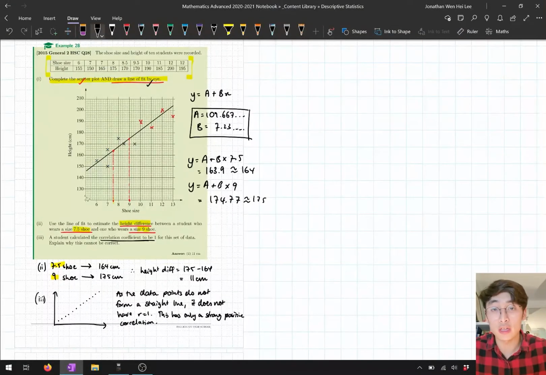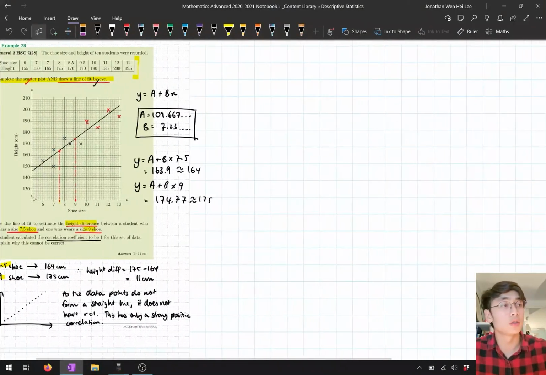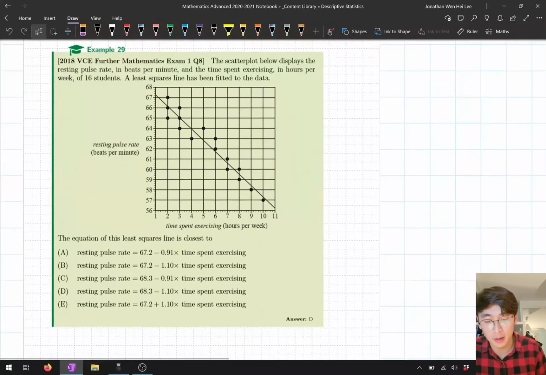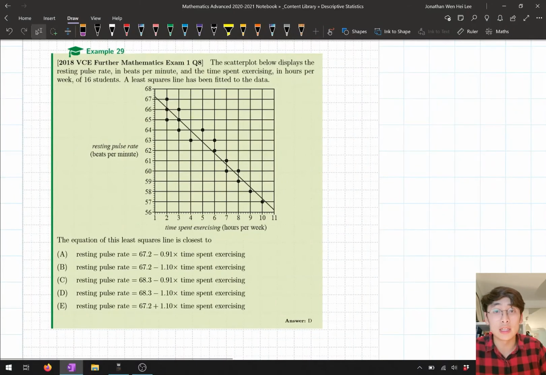We're going to go over the page and have a look at another example. So here, I'm going to look at this one. This is from the VCE paper. Now, with the least squares regression line, a lot of this work is similar to the stuff that we looked at in linear relationships. So that's what we're going to be doing in this example.